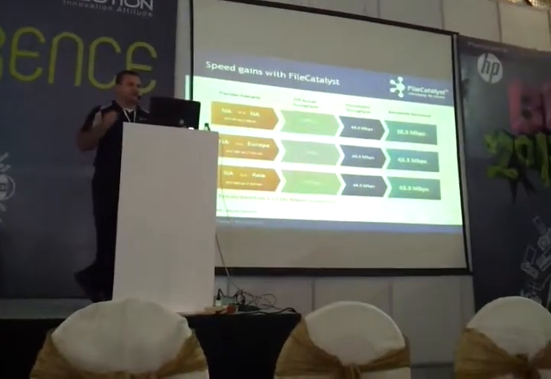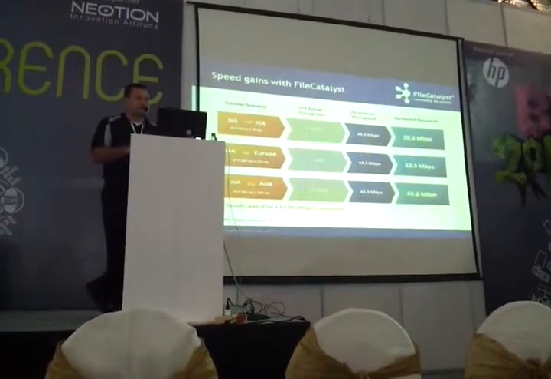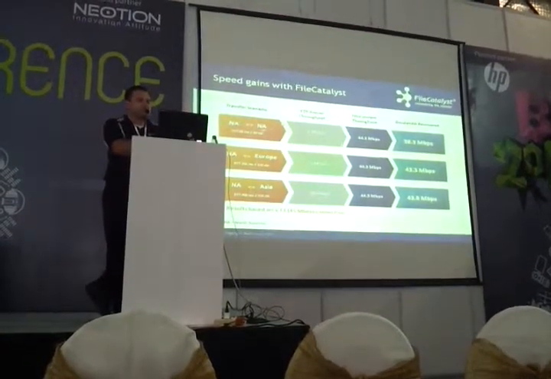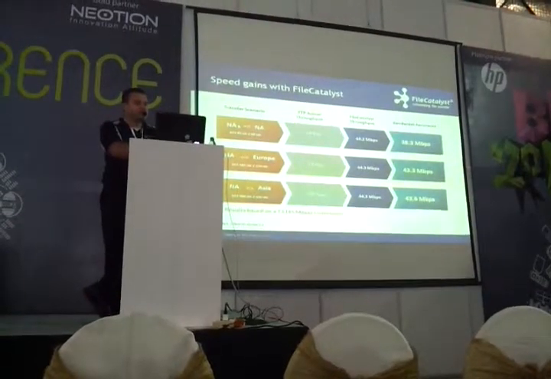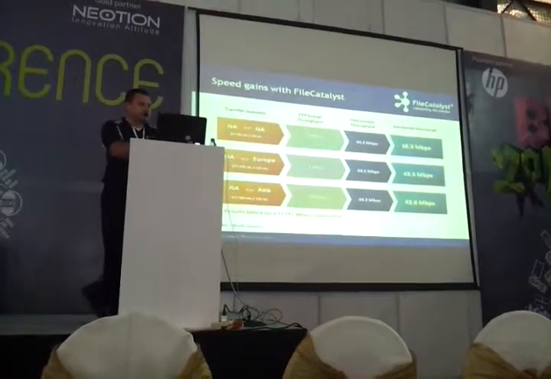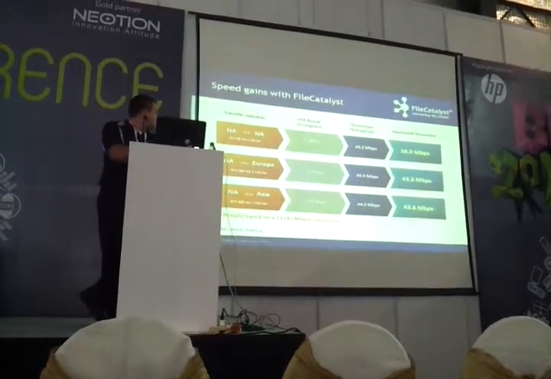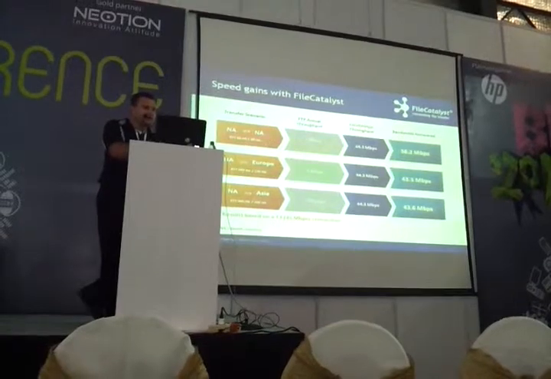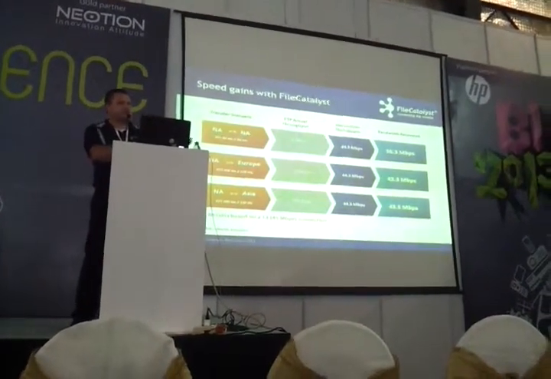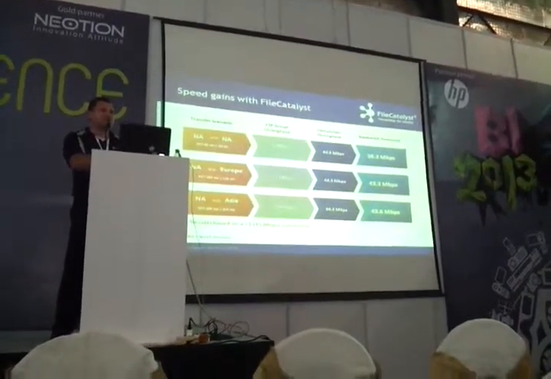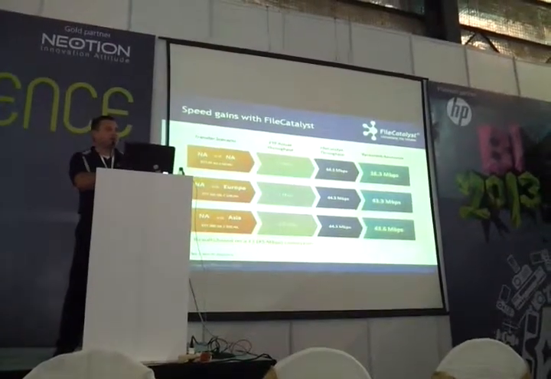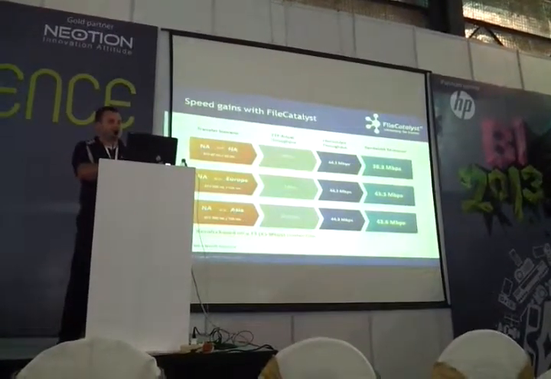So what kind of speed gains can we get? This is just an illustration here. This is North America. So this RTT here that you see, that's 40 milliseconds. This is what's an average within North America to send a file. This is how long it takes for that one packet to be sent and then received back.